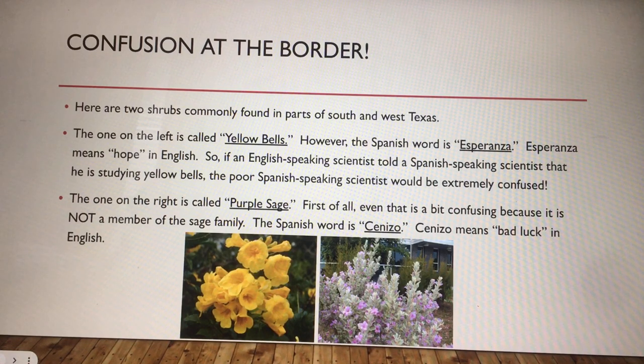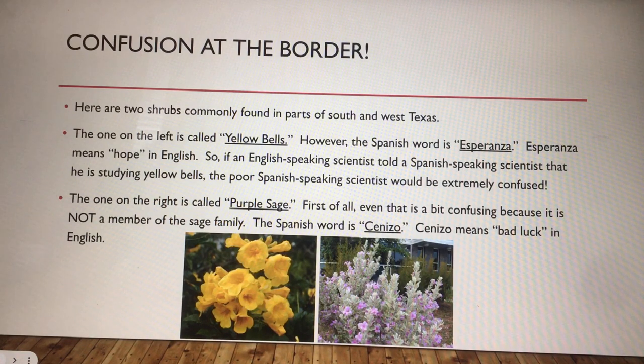Even in Texas, there's another example here, and some of you might have seen these two plants. Sometimes they're grown in people's yards and whatnot. On the left, you have yellow bells. On the right, you have purple sage. But both these species aren't just found in Texas; they're also found in Mexico. So sometimes the yellow bells is called Esperanza, and similarly, a purple sage oftentimes is called Cenizo.